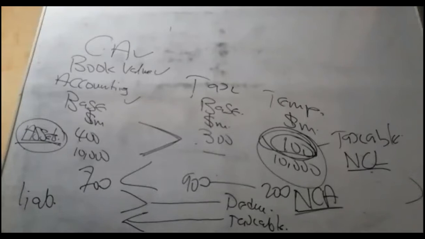But they have to tell you which one is higher so that you can know whether it's taxable or deductible. So they say the carrying amount or the accounting base exceeds. That means the carrying amount is higher, and that becomes taxable.